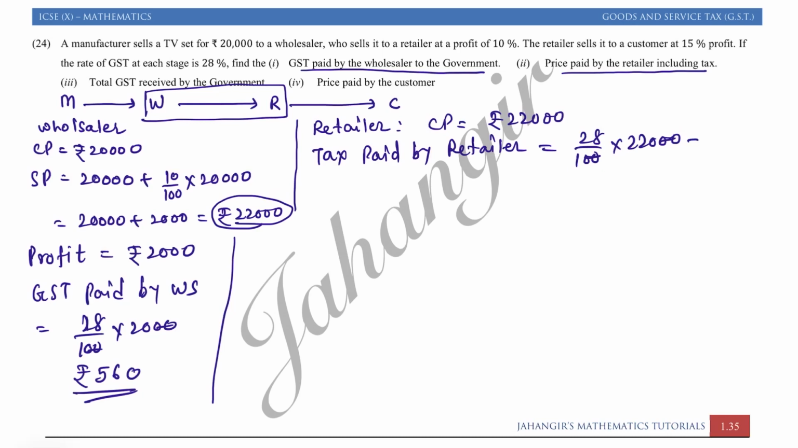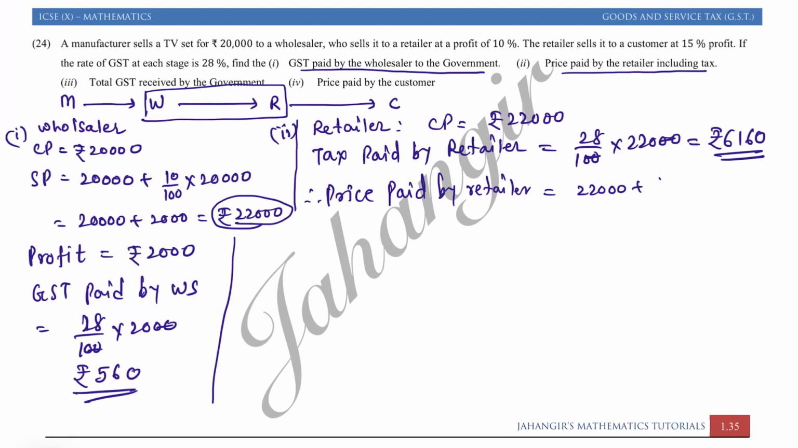This is the input tax credit. Input tax means the tax paid when you are purchasing some article. 6160. So therefore price paid by the retailer is, this is the second part of the question. This was the first part of the question. Price paid by retailer is 22,000 plus 6160, that is rupees 28,160.